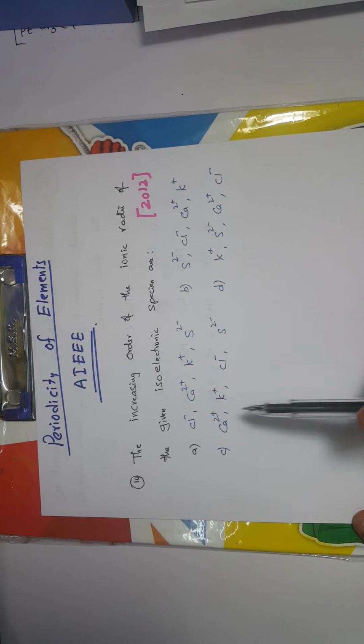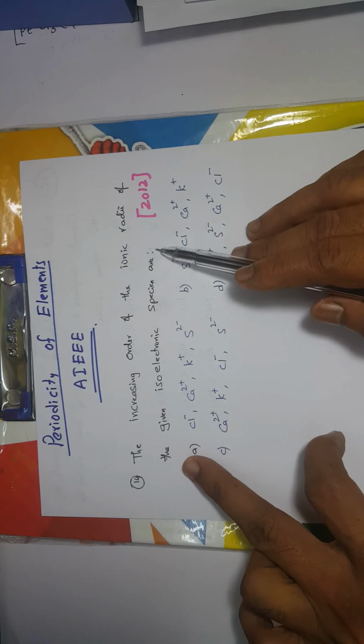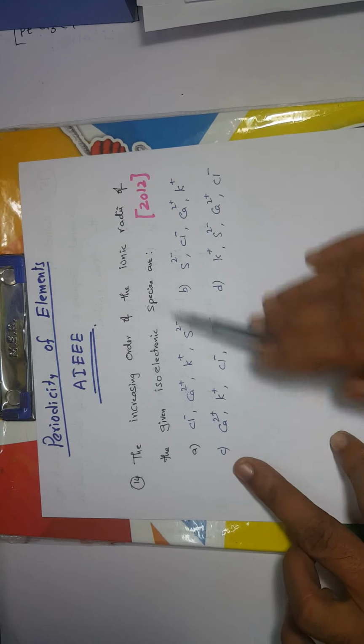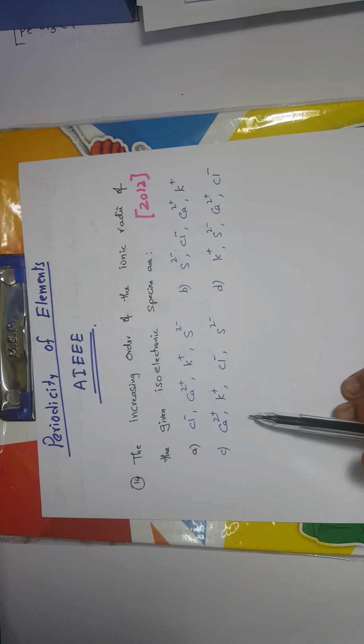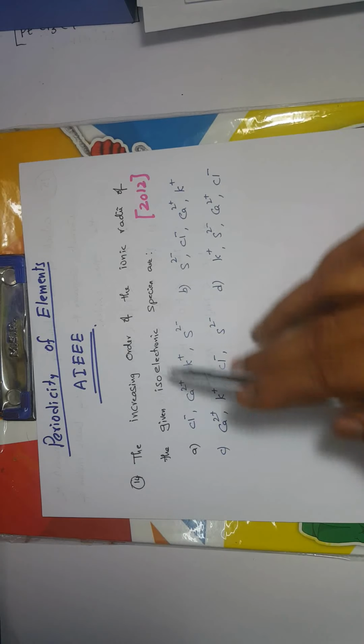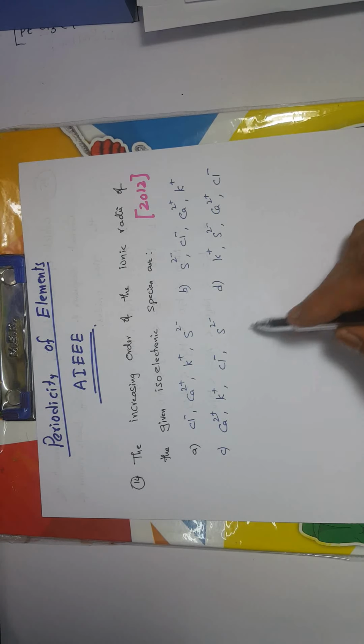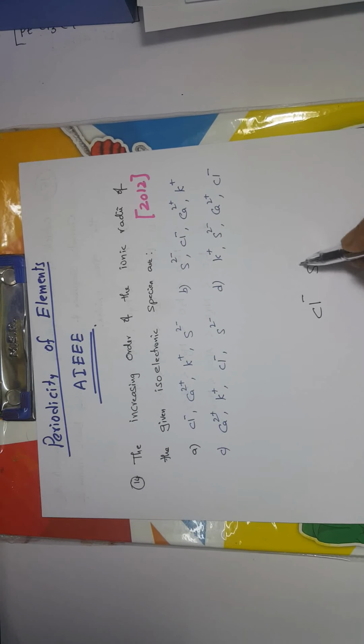2013 they are AIEEE. Okay, the increasing order of ionic radii of the isoelectronic species. They have given so many ions, and they have mentioned that they are isoelectronic. So in that case, they are asking for increasing order. That means you always have to separate them. Anions are always bigger than cations. So that's why the anions will come first, size case.